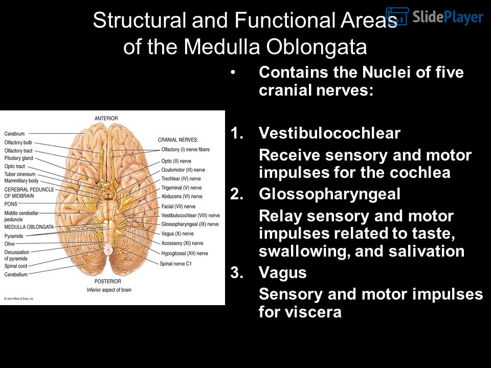Structural and functional areas of the medulla oblongata. Contains the nuclei of 5 cranial nerves. Vestibulocochlear: receives sensory and motor impulses for the cochlea. Glossopharyngeal: relays sensory and motor impulses related to taste, swallowing, and salivation. Vagus: sensory and motor impulses for viscera.